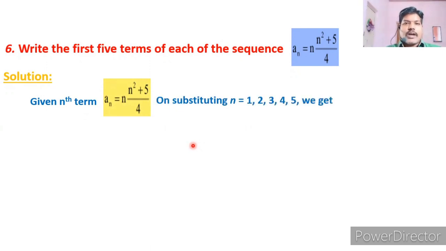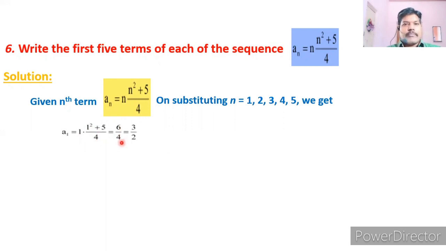If n is equal to 1, you will get the first term. If n is equal to 2, you will get the second term. If n is equal to 3, you will get the third term, and if n is equal to 5, you will get the fifth term. First I will take n is equal to 1. A1 is equal to 1 into (1 square plus 5) by 4. So 1 plus 5 is 6, 6 by 4, which is 3 by 2.